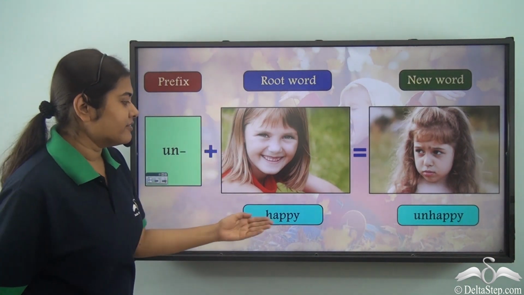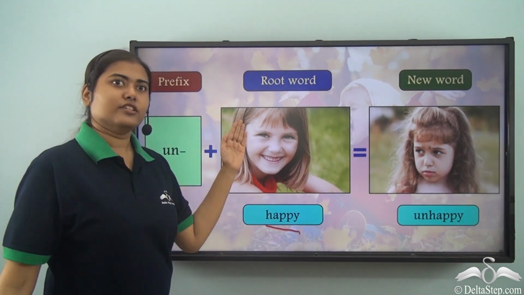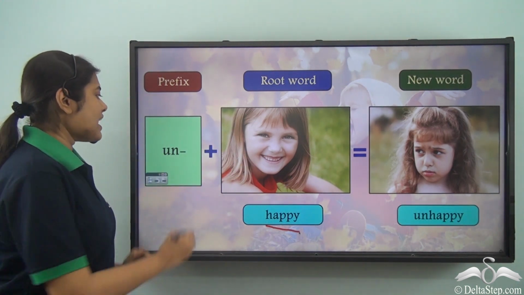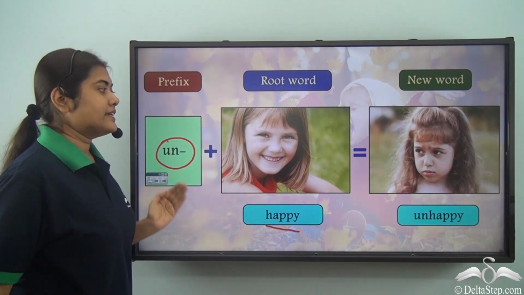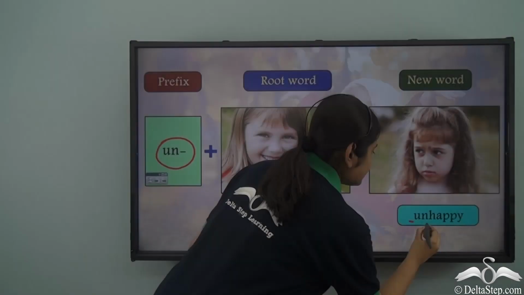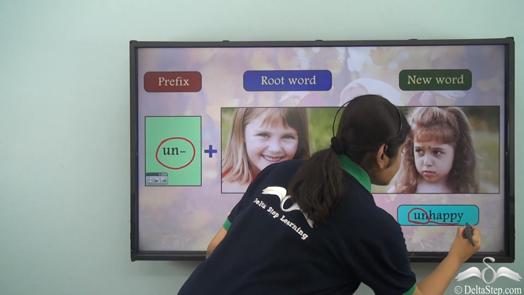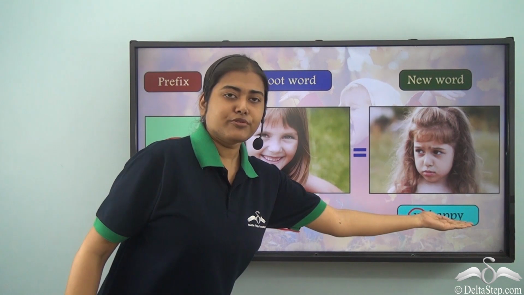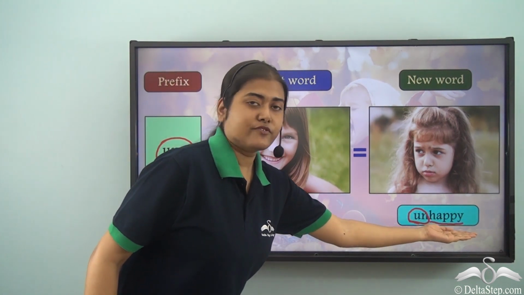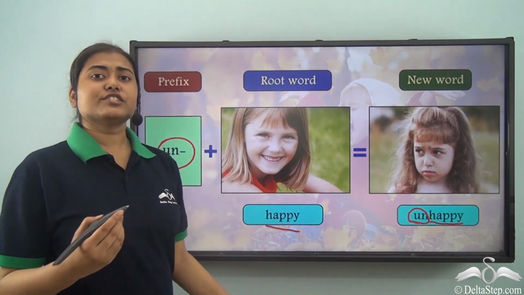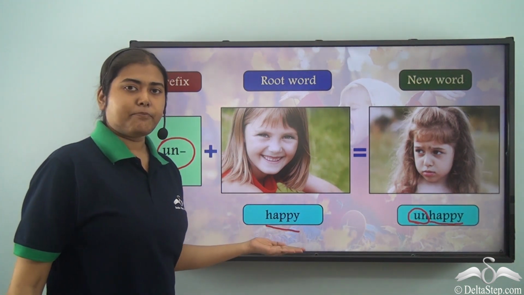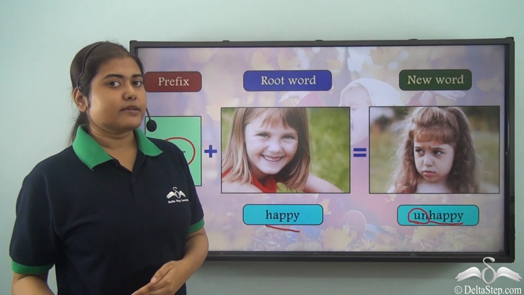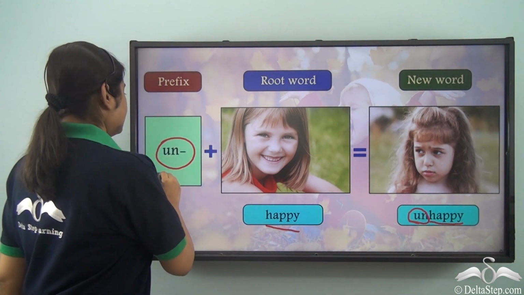Here you see the word is happy. So, this girl is happy, as you can see. Now, if I add the prefix un, it gives us unhappy. This is the prefix un and this is the root word. The prefix un gets added before the root word and the new word which is formed is unhappy, which is just the opposite of the word happy. So, the prefix un helps us to form antonyms or opposites.